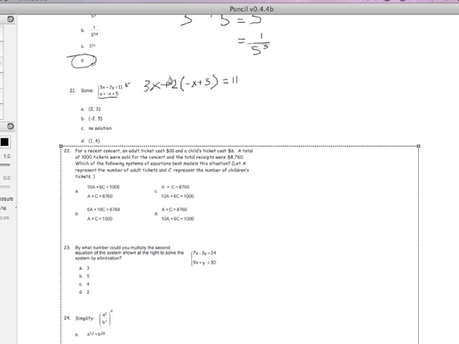So we have to make sure we distribute this positive 2 correctly. We have 3x minus 2x plus 10 is equal to 11. I'm going to do 2 steps at once here. I'm going to combine like terms to get x, and I'm also going to subtract 10 from both sides, and I get x equals 1. And the answer has to be D.